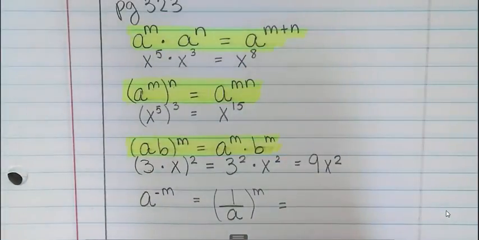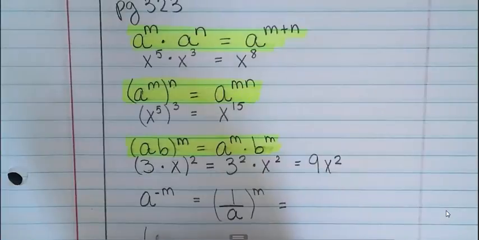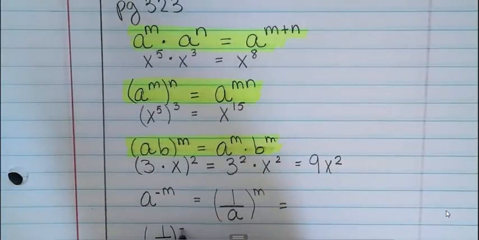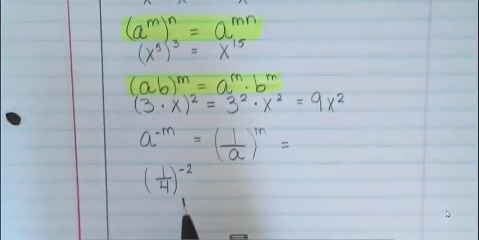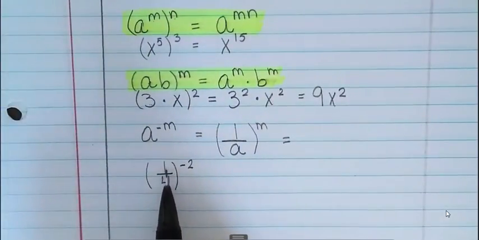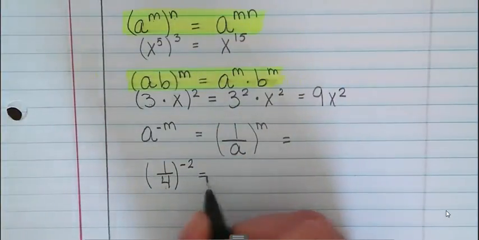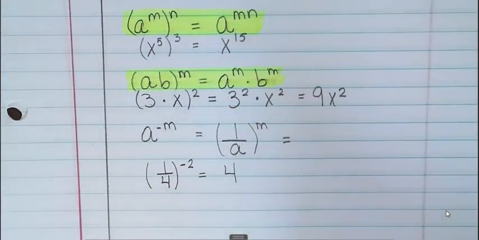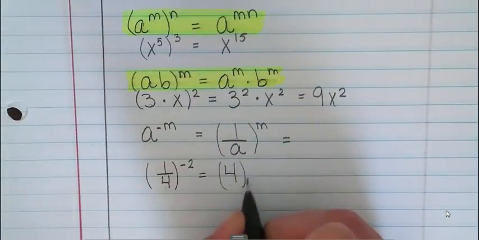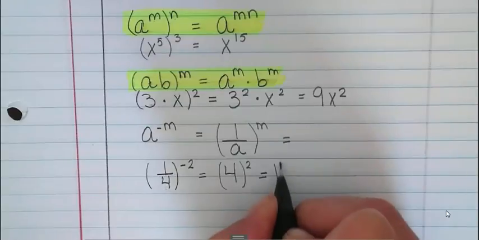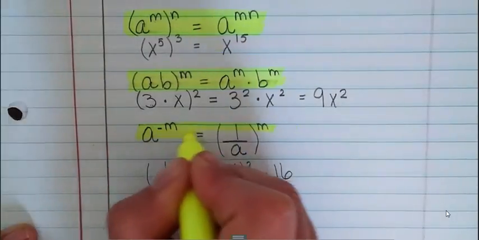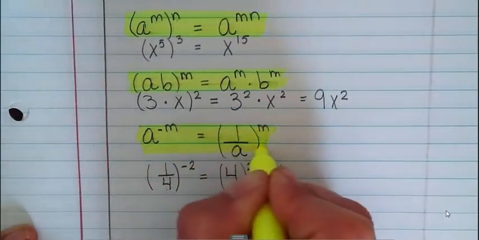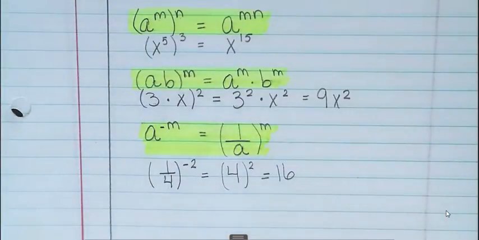So let me give you an example here. What if I give you 1 over 4 to the negative 2? Okay, well, to get rid of that negative 2, I need to take the reciprocal of my base. So right now my base is 1/4, and the reciprocal of that will be 4 over 1, or just 4. Okay, and this will be 4 squared. So really I end up with 16. So here's the property in dealing with a negative exponent, and our examples below it.